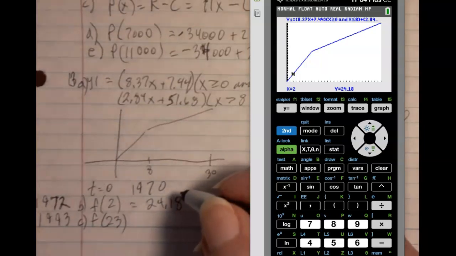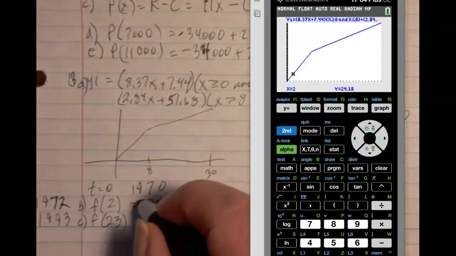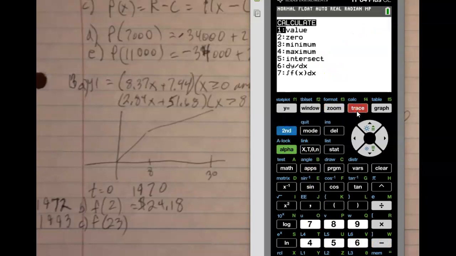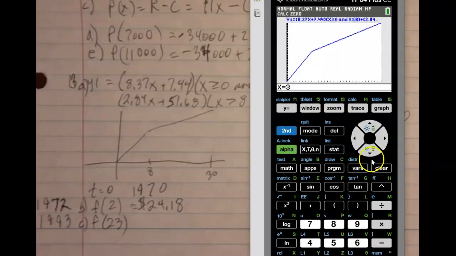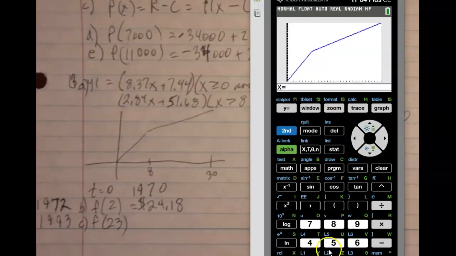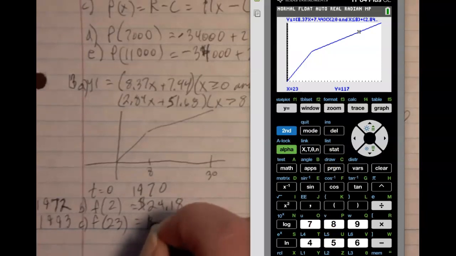So that says that the price of ivory is 24.18, and that would be dollars. It says in dollars per kilogram. So then I can do that again, second calc, and I want it for 23. Hit enter. I must hit the wrong thing, second calc. I want the value for 23. Hit enter, and I got 117. So this is $117.